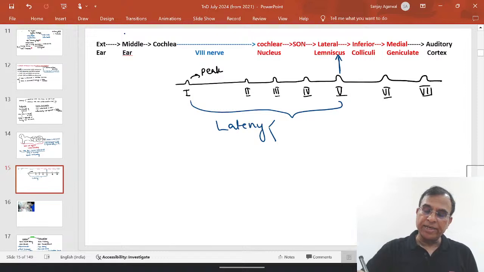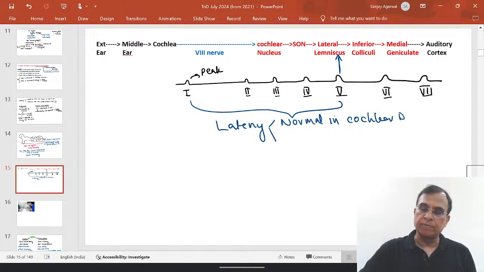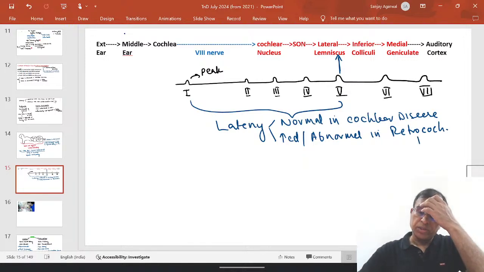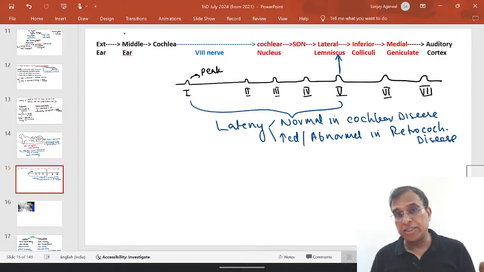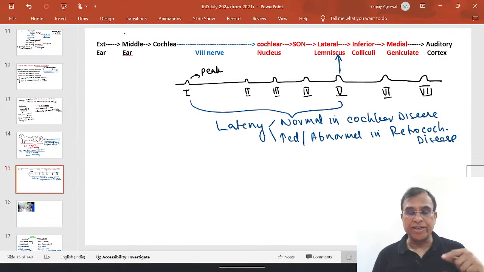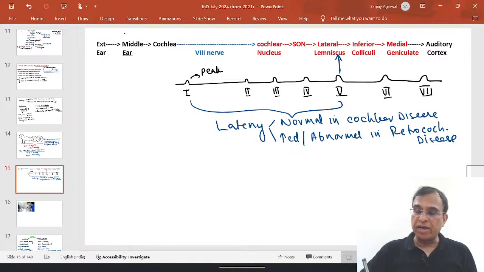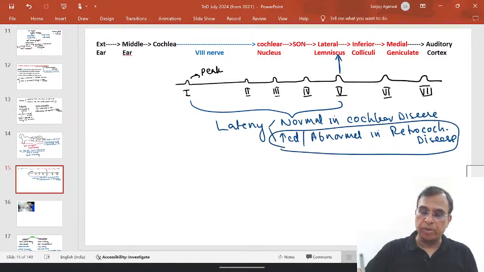This latency is normal in cochlear disease, and it is increased, which is abnormal, in retrocochlear disease. So, because auditory neuropathy is an 8th nerve disease, a retrocochlear disease, BERA will be increased or abnormal, not normal.